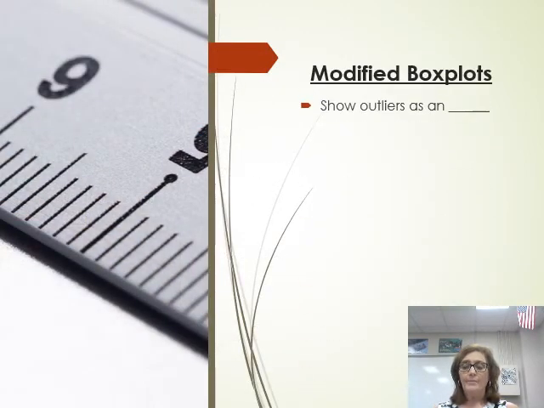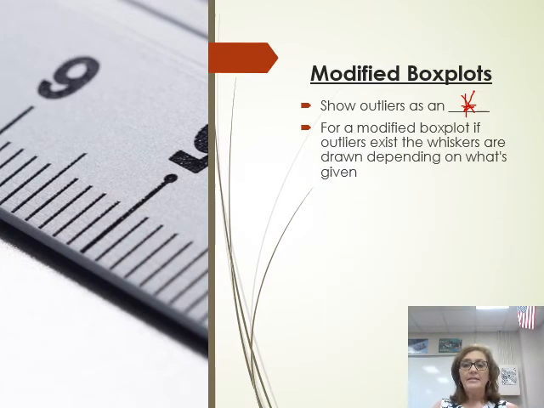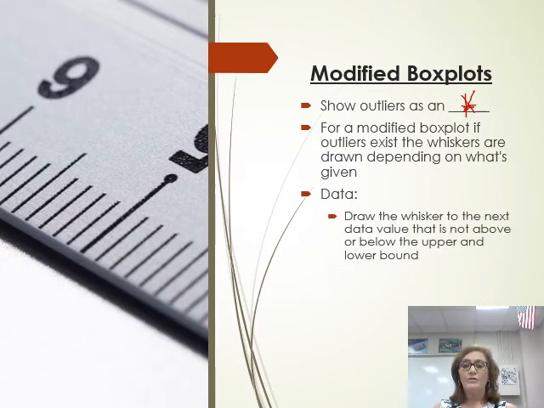So a modified box plot is one in which you show an outlier as that little star that I was talking about, or you can make it a box or whatever you want, but you're going to actually show it as a piece of data. And then it says for a modified box plot, if an outlier exists, the whiskers are drawn depending on what's given. So there's a couple of ways that you're going to draw the whiskers. The first way is if you have data. What does that mean? That means you actually have all the different points listed. You were not just given a 5-number summary. You were given all 300 points or all 20 points or all 5 points or whatever.